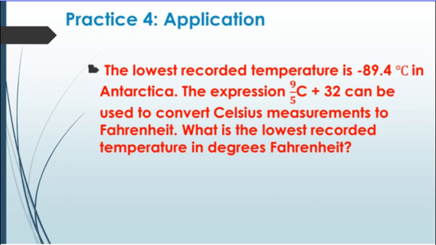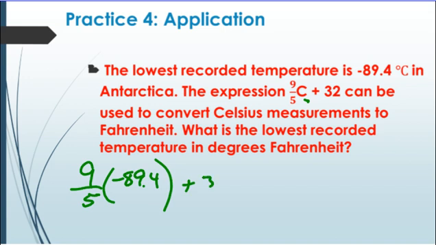And the last example, the lowest recorded temperature is negative 89.4 degrees Celsius in Antarctica. The expression 9/5 C plus 32 can be used to convert Celsius measurements to Fahrenheit. What is the lowest recorded temperature in degrees Fahrenheit? So this C here is for degrees Celsius. So I take the 9/5 times negative 89.4, and then I add 32 to it.